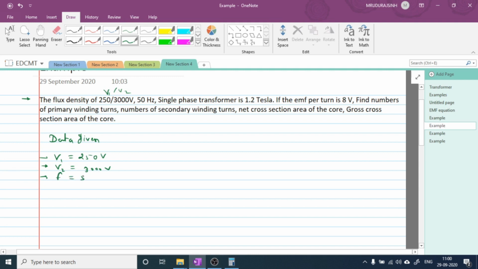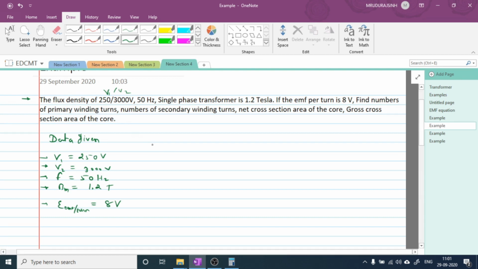Frequency F is 50 hertz, single phase transformer. So the flux density Bm is 1.2 Tesla, right? So the flux density Bm is given, Bm is 1.2 Tesla. If the EMF per turn is 8 volt, so it is a new thing, EMF per turn is equal to 8 volt, then find.